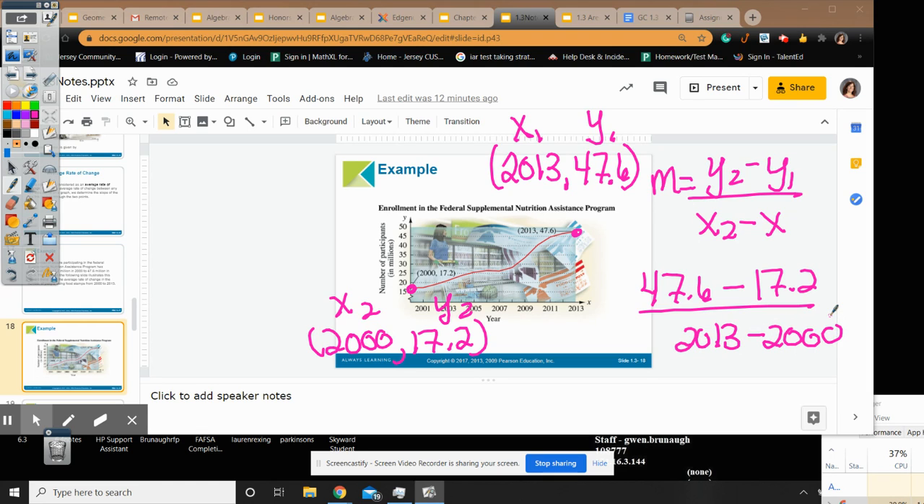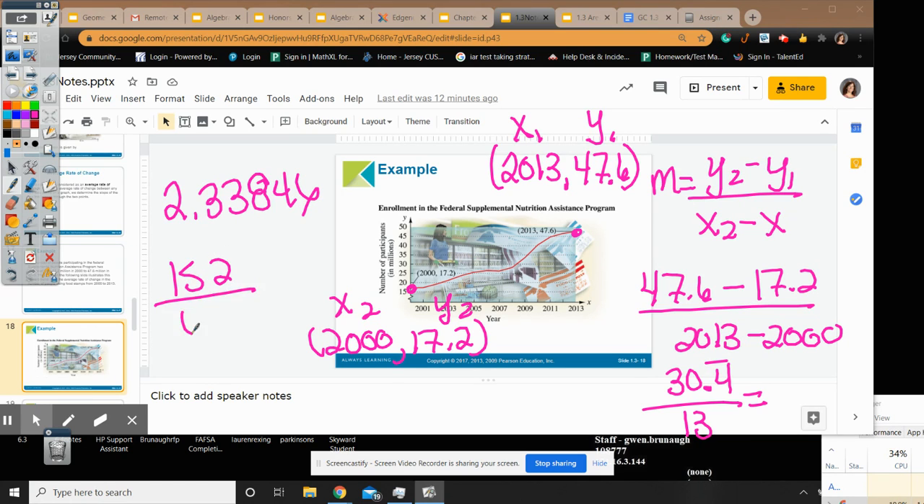I'll go to my calculator. 47.6 minus 17.2, just typing that in my calculator, and I get 30.4. 2013 minus 2000 is 13. Go ahead and divide it out. 30.4 divided by 13. They're giving me a decimal. That's 2.33846. If I hit math 1, it gives me 152 over 65.